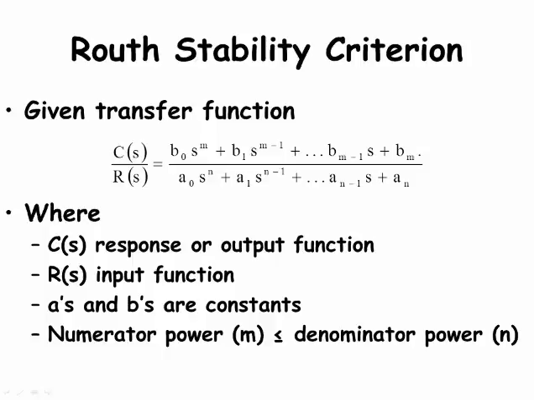The Routh stability criterion begins with the overall transfer function for the process. This is the same type of transfer function we've talked about for a long period of time. The process output C over the input function R is given by the ratio of two polynomials with constants and different powers of S. For this analysis to work correctly, the numerator power needs to be less than or equal to the denominator power. So you either need to be given the overall transfer function, or you need to find the overall transfer function given the block diagram with the transfer functions for each process element.